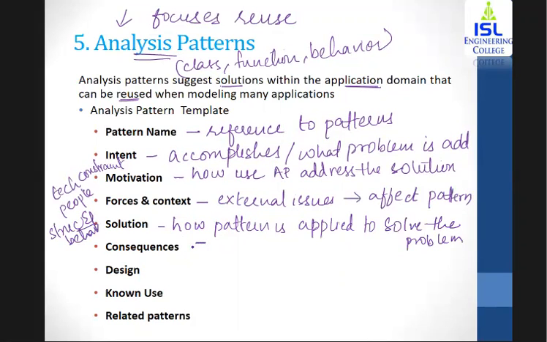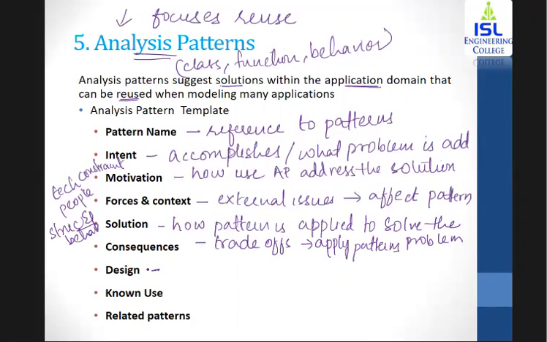The next is consequences. Consequences means what happens when the pattern is applied. What are the different trade-offs? What is a trade-off? You get something by the loss of some other thing. So what are the trade-offs that can happen when you apply the specific pattern?